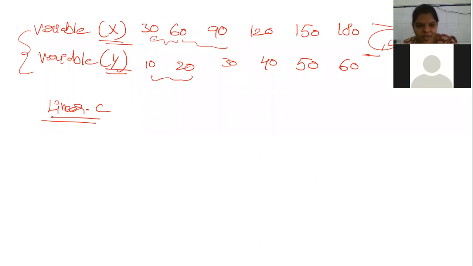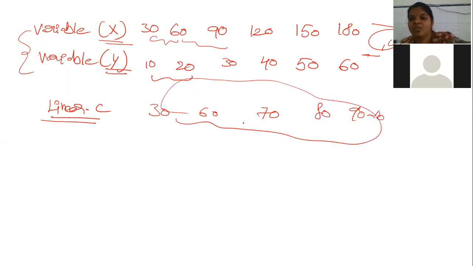If they won't travel in these particular constant ratios, we may call it non-linear. Suppose the arrangement of the values is in a zigzag manner, that means it will be 30, 60, and then 70, 80, then again 90, then again 120, like that. The constant relationship between these values may not be maintained in case of non-linear correlation. That is the main difference. Okay, till now we have learned about different types of correlations.